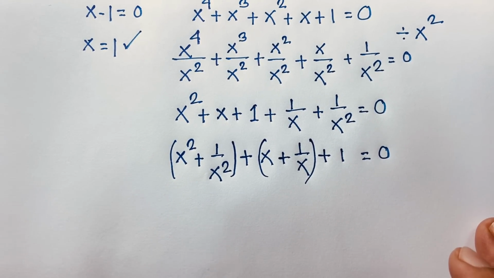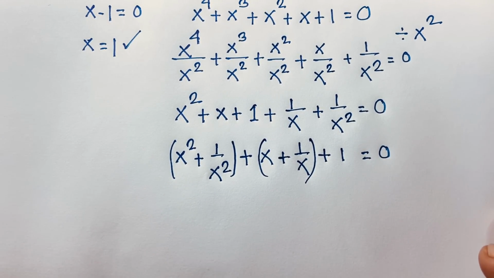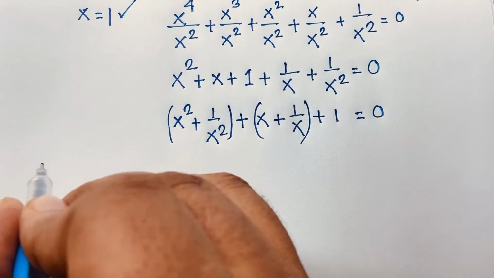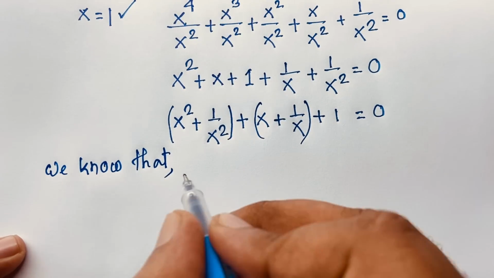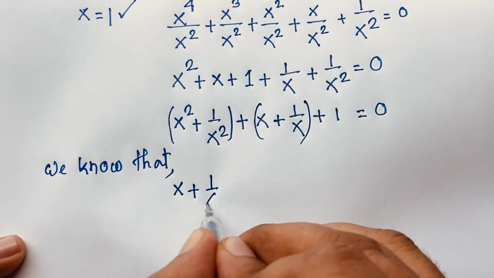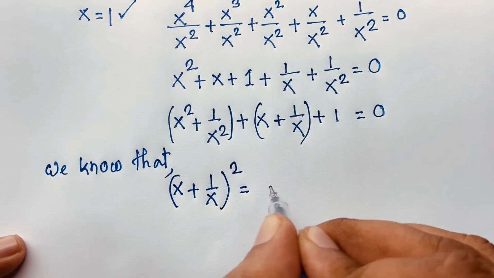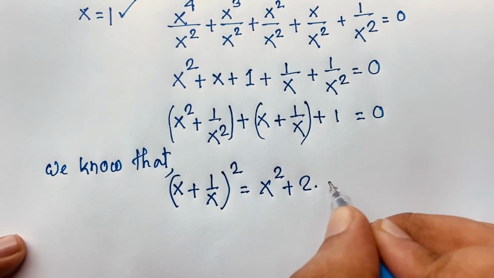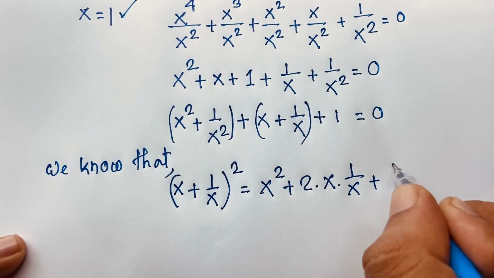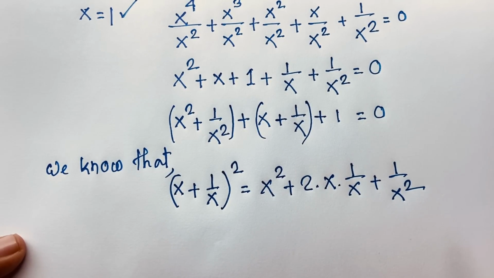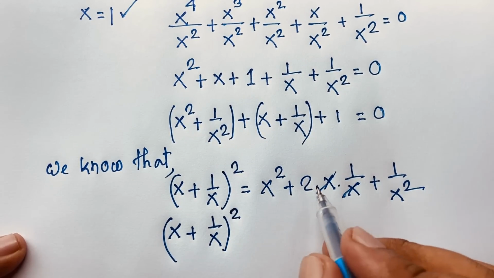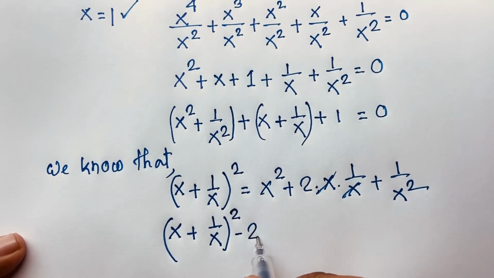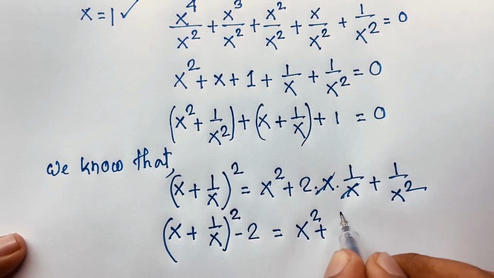Now at this moment, how to solve this expression, how to find out the value of x in this math problem? Now you know that I apply the formula: x plus 1 over x whole to the power 2 will be a squared plus 2ab plus b squared, that is x squared plus 2 plus 1 over x squared. Now at this moment this x cancels out. So we'll find out x plus 1 over x whole squared, and if I move this positive 2 to this side, it will be negative 2, and here x squared plus 1 over x squared.